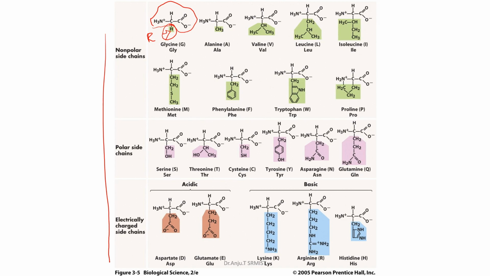Based on the functional group, each amino acid gets its property, and they can be categorized as non-polar, polar, or electrically charged acidic and basic amino acids. All these properties they get based on their functional group.